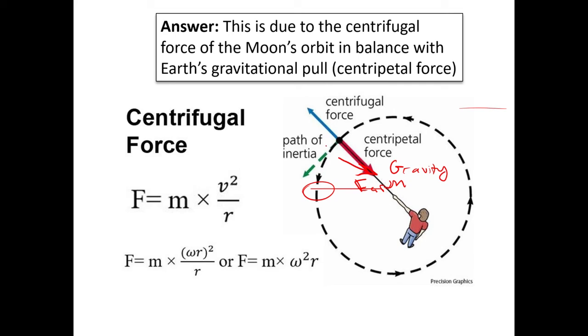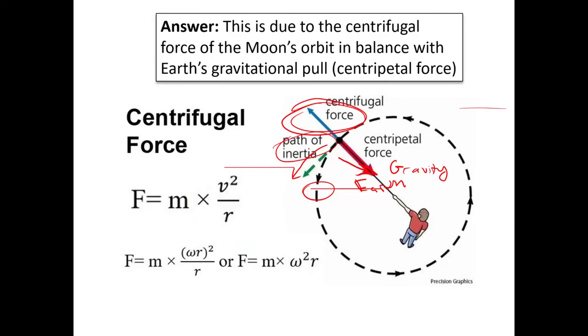But there's also, because the moon is orbiting, you get this path of inertia and you get a centrifugal force pulling out. So you'll notice that there are two forces pulling on either side of the moon. There's a centrifugal force and there's also the Earth's gravitational pull. And the same thing with the Earth. On the Earth, there's going to be a gravitational pull from the Moon, but there'll also be a centrifugal force. And that centrifugal force is what creates the tidal bulge on the other side of the Earth, opposite of the Moon. Okay.